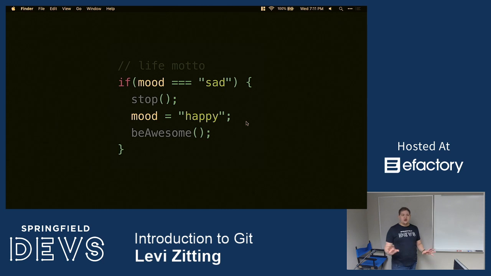Now, Git is not the only solution to this problem. There's a few others. Microsoft has one called Team Foundation Server. There's one called Apache Subversion, or SVN for short. But none of those are nearly as popular as Git. Almost everyone is using Git today. And so if you're going to learn any version control system, Git is probably the one to learn today.